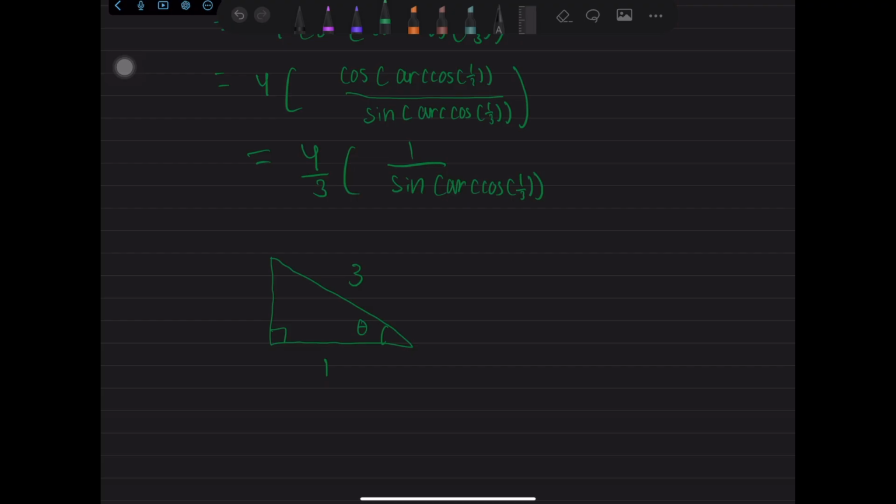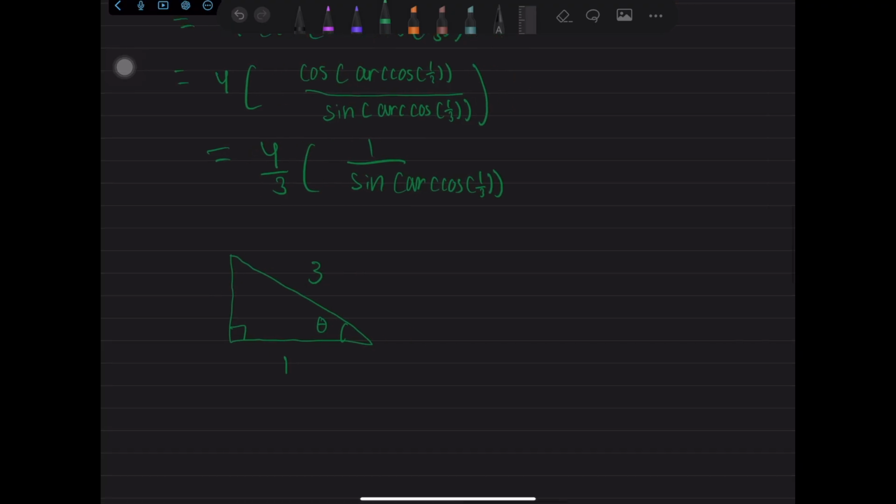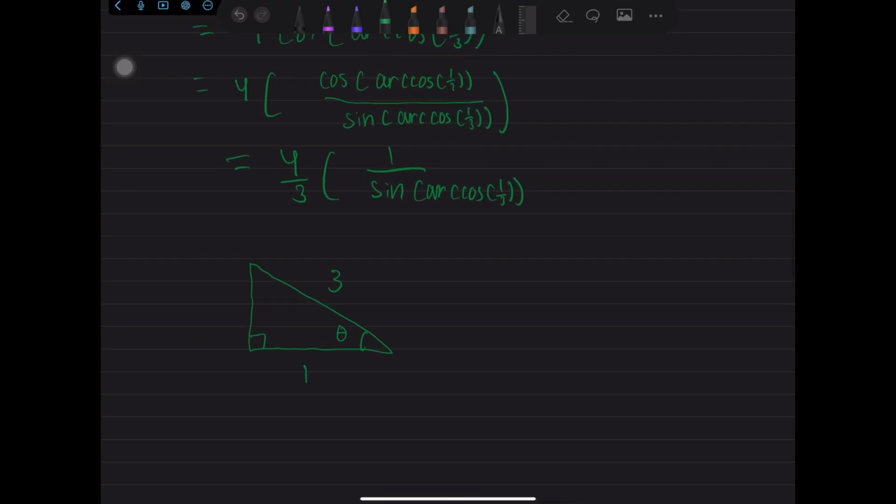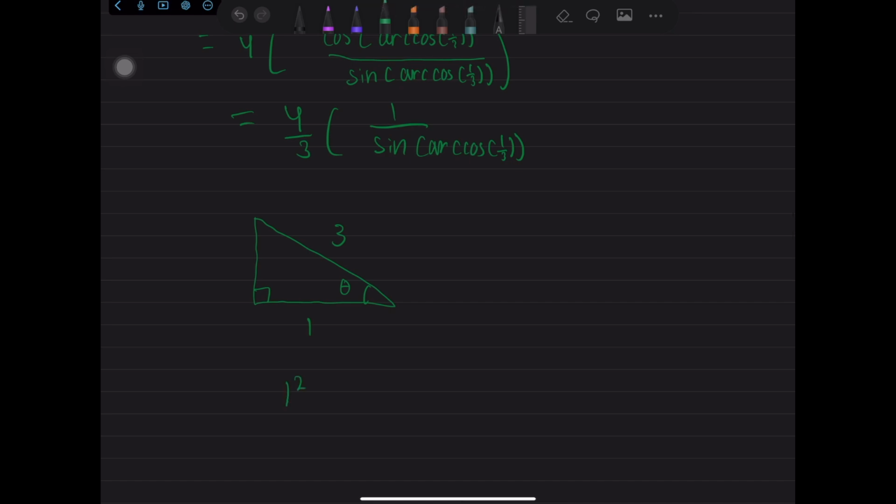So now let's look at opposite over hypotenuse. So what is opposite? Well, let's figure it out. So 1 squared plus b squared equals 3 squared. Right, so we have b is equal to 2 square root of 2. So we have 2 square root of 2. Okay.